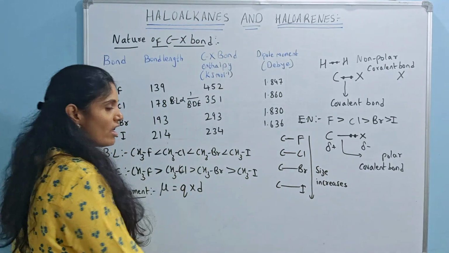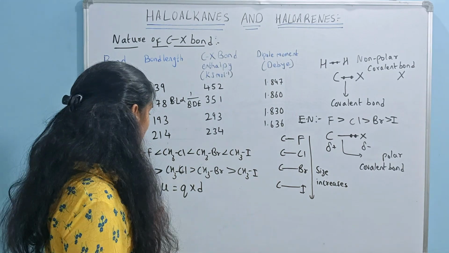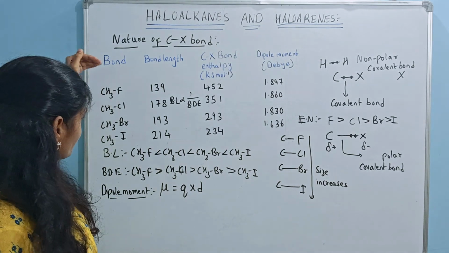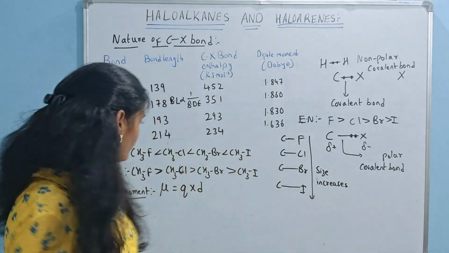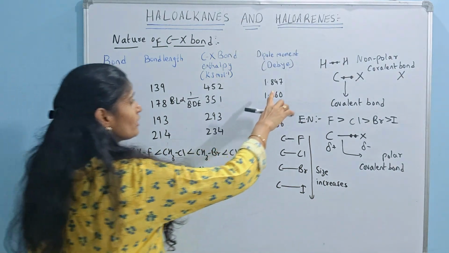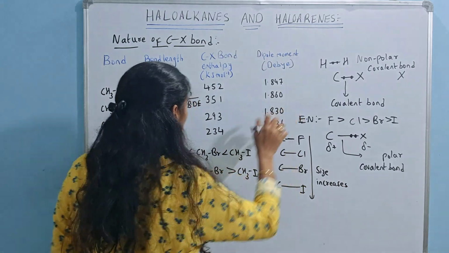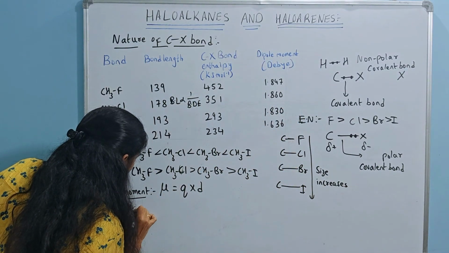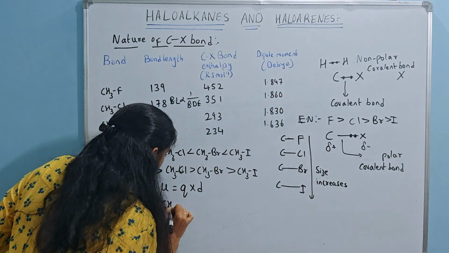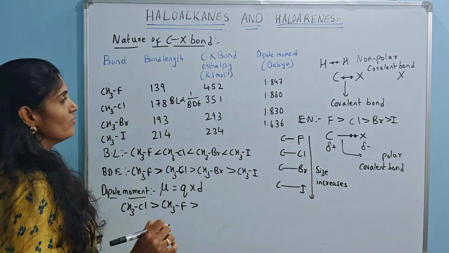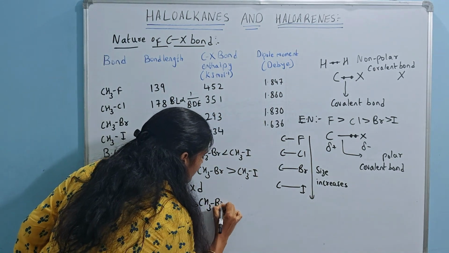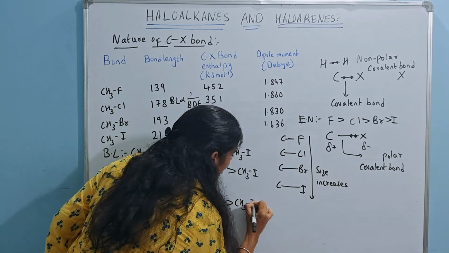Okay, so when you multiply charge and the distance between the two atoms, then I get the dipole moment. Now, when I talk about the dipole moment of carbon halogen bond, let me write the order of dipole moment here. Dipole moment is highest for carbon chlorine bond, so CH3Cl. Then the next is carbon fluorine bond, CH3F. The next you have is your carbon bromine bond, and the next is your carbon iodine bond.